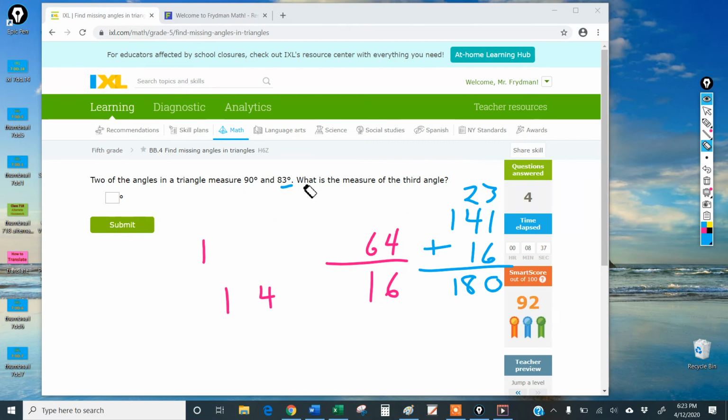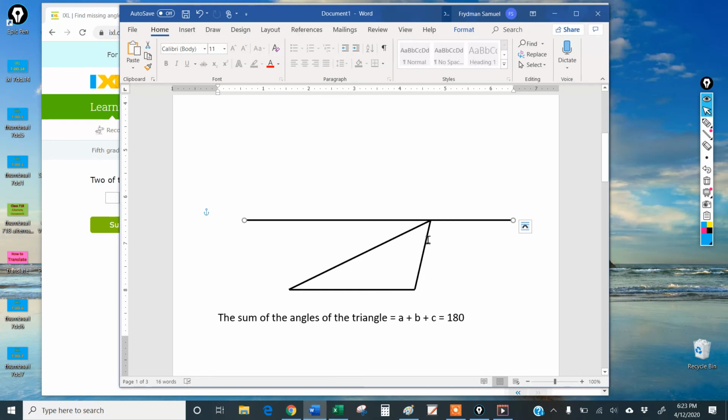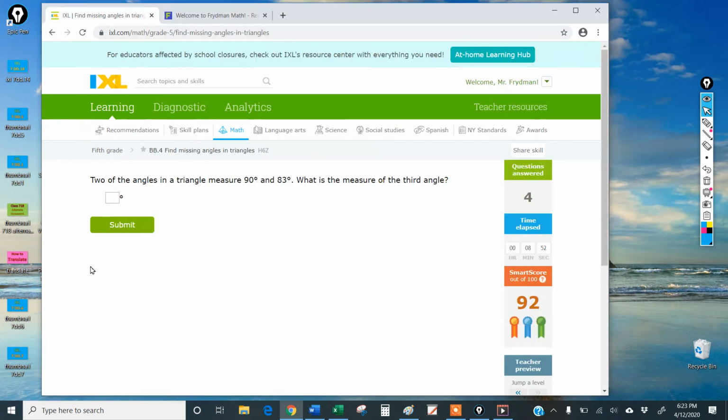And okay, again, it's the exact same thing. Okay, so as long as you know that the angles of a triangle must always add up to 180 degrees, then you know how to solve these problems.